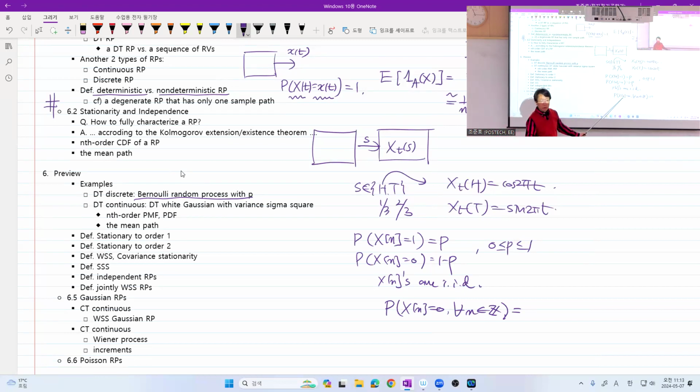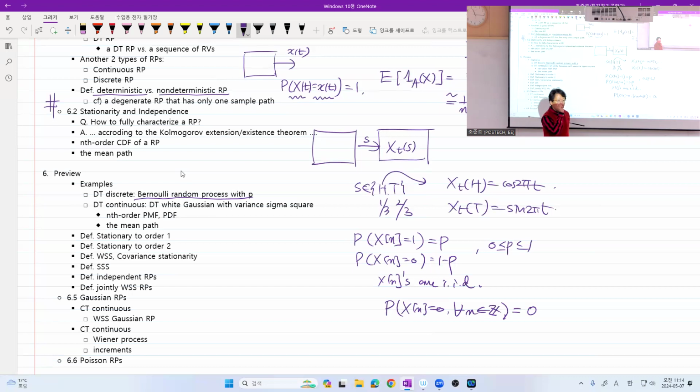And you already know it's 0. What about all 1, or any other? Actually, any sample path has probability 0 to be realized. Why? Because you have uncountably infinite sample paths in this case.